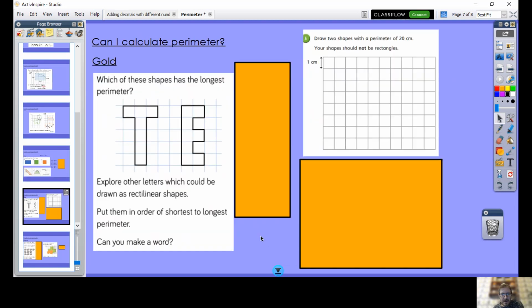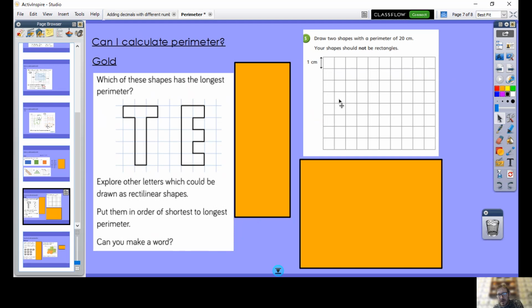Okay, some chance for you to have a little bit of an experiment this time. So with this question, which of these shapes has the longest perimeter? And then explore other letters which could be drawn as rectilinear shapes. So not rectangles, but rectilinear shapes. Have a go at a few of them, put them in order of shortest to longest. Could you make a word with some? You don't need to do every letter of the alphabet, but do a few more. Maybe you could do your name or do another word, and then measure the perimeter.